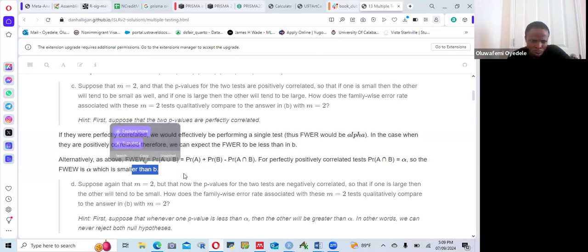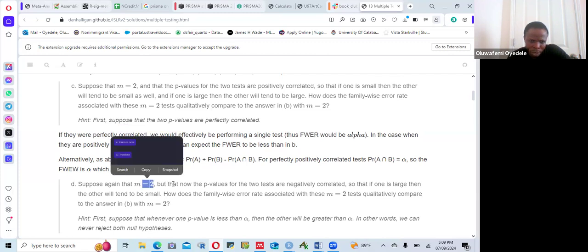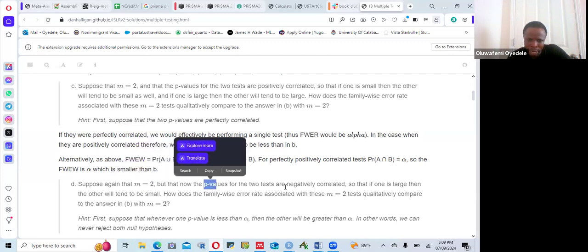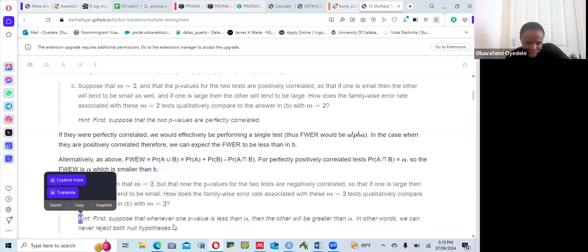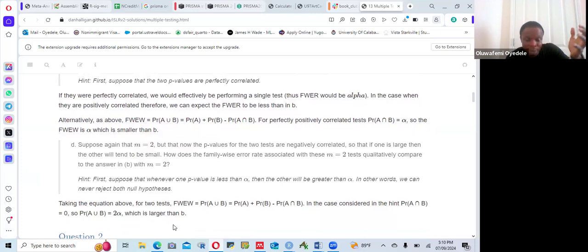In 1D, we again have two hypotheses, but now the p-values for the two tests are negatively correlated, so that if one is large, then the other will tend to be small. How does the family-wise error rate associated with these two tests qualitatively compare to the answer in B with M equals 2? The hint: first, suppose that whenever one p-value is less than alpha, then the other will be greater than alpha. In other words, we never reject both null hypotheses.